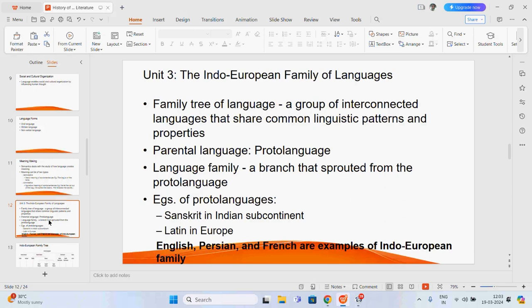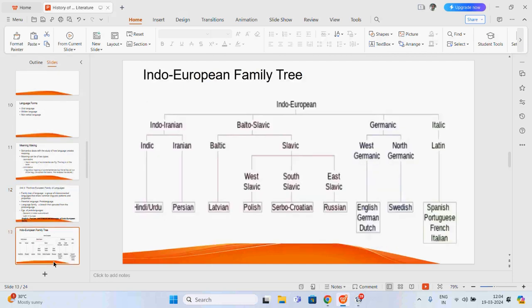When you look at the next slide, the last bullet point will be more clear. These three languages, English, Persian, French, seem so very different, but they're all examples of the same family of languages, that is the Indo-European family. So English, Persian, French, Greek, Latin, these are all examples of Indo-European languages. Now take a close look at the Indo-European family tree.